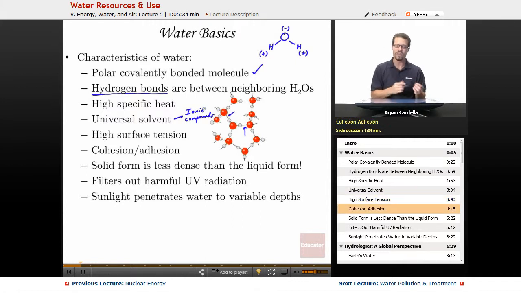Related to that is cohesion and adhesion. Cohesion would be water molecules sticking to each other. So imagine water dripping down the windshield of a car. That's a cohesive property in terms of water molecules sticking to water molecules via hydrogen bonds. So the ability of water to go up the xylem of a plant has a lot to do with cohesion. It also has to do with adhesion, because adhesion is water sticking to surfaces that are next to it.